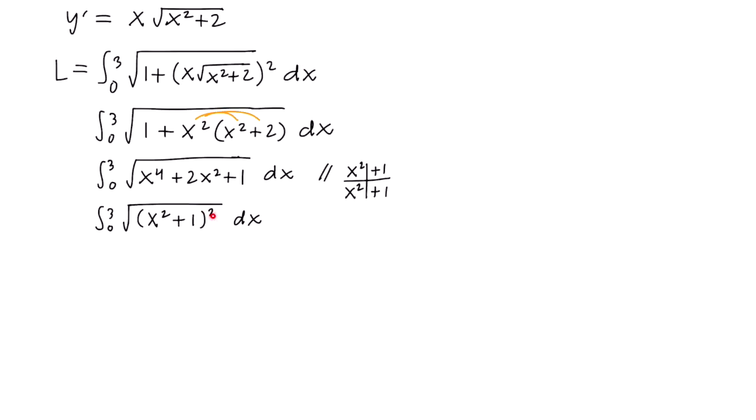Okay, next, the square root and the square undo each other. So now we have this expression, the integral from 0 to 3 of x squared plus 1 dx. So finally, we can integrate. When we integrate x squared, we get 1/3 x cubed, and when we integrate 1, we get x. So now we're going to evaluate this by plugging in 3, subtracting, plugging in 0.